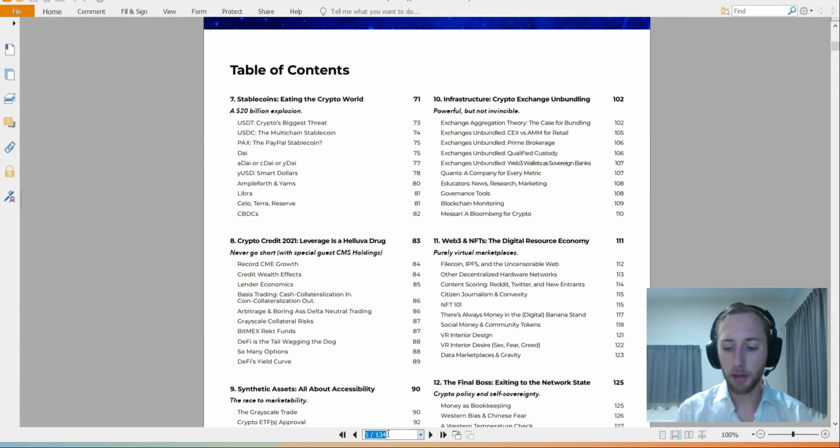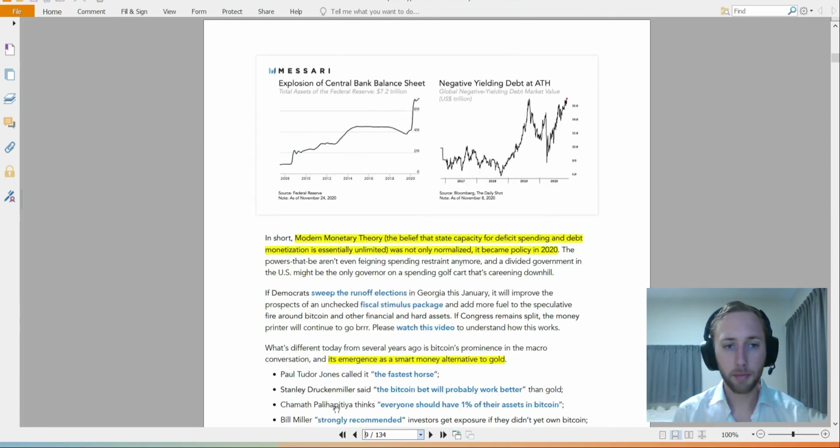Now, for us, the important stuff happens on page 9. You can see here, this is the explosion of central bank balance sheets. What that basically demonstrates is the amount of money being put into the economy. And as you can see here, that has dramatically increased in the last year, which tells us somewhere down the line, we're getting a lot of inflation.